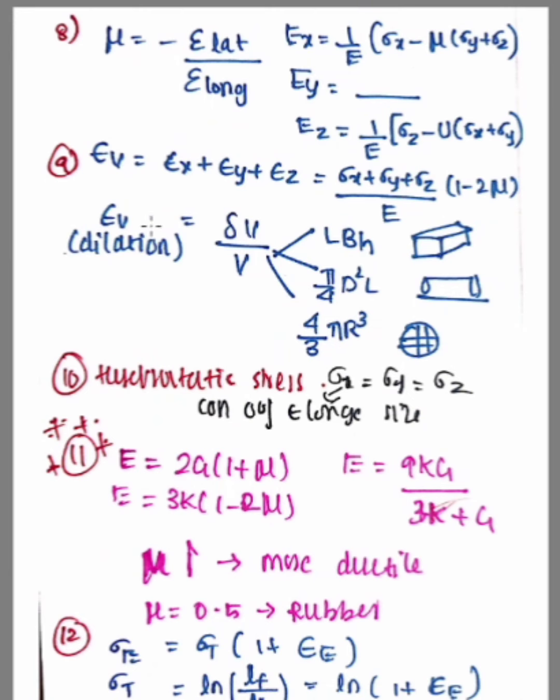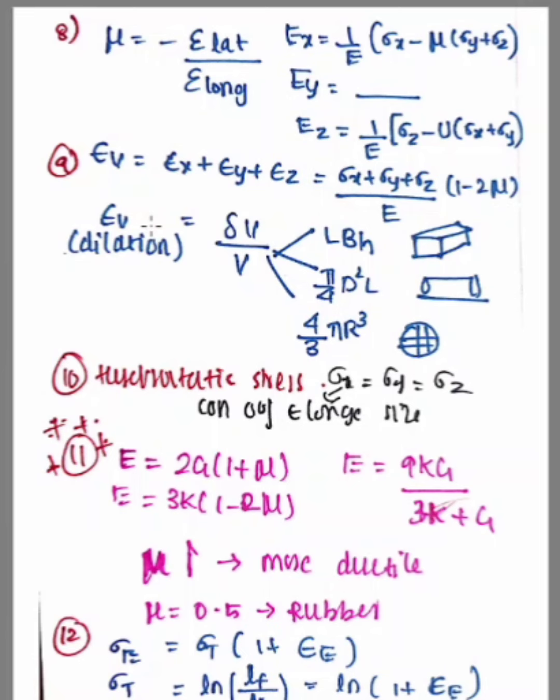Next is Poisson's ratio. What is Poisson's ratio? It is the ratio of the lateral and longitudinal strain. Don't forget to learn the values of Poisson's ratio. What will be the value if it is 0? What will be the value if it is 0.5? Just remember all those things. Poisson's ratio has no unit, and its range is 0 to 0.5.